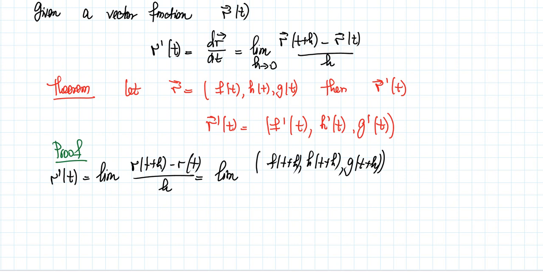So r is the vector function. It means that it takes one input. In this case, it takes the input t plus h, and it gives you back a vector, which has three components. This one, and this one, right? So minus r, when it takes as the input simply t. It is going to be f of t, h of t, and g of t. Okay? Divided by h.